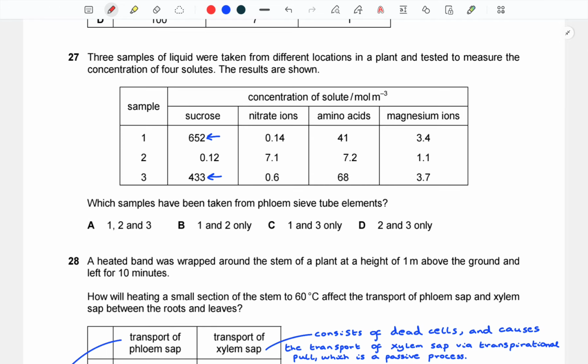27. 3 samples of liquids were taken from different locations in the plant and tested to measure concentration of 4 solutes. Results are shown. Which samples have been taken from phloem sieve tube elements? So the only thing we need to know about this question is that phloem sieve tube elements are used in translocation, and the main substance they contain is sucrose. So the ones that contain a high concentration of sucrose are your answers. Since number 2 contains the least amount of sucrose, we can just negate that option. So for 27, our answer should be C.